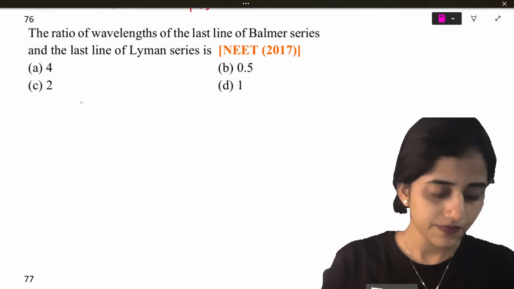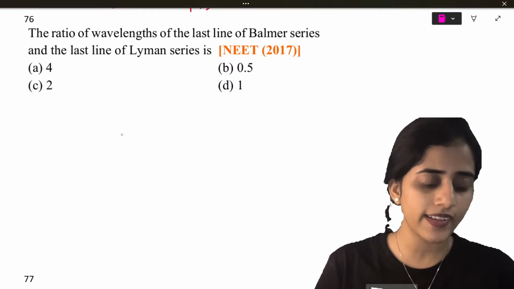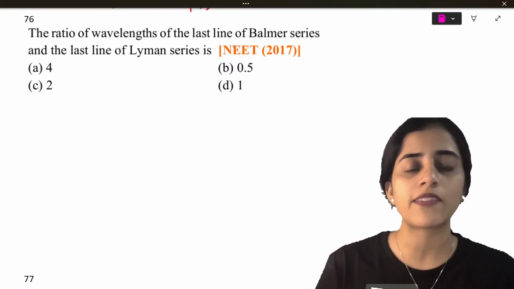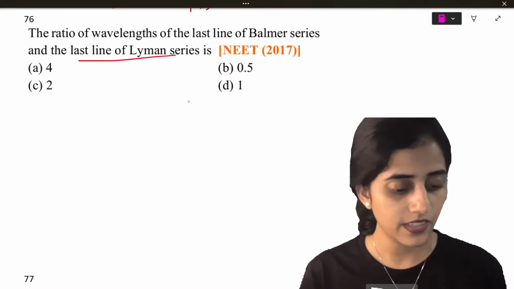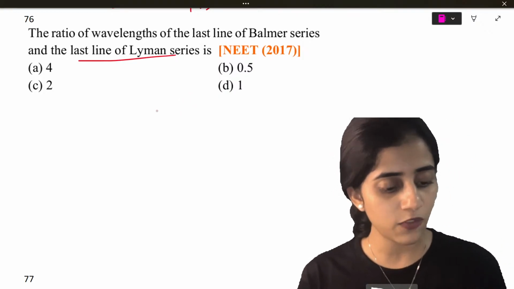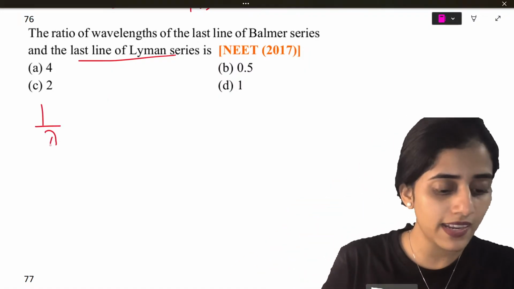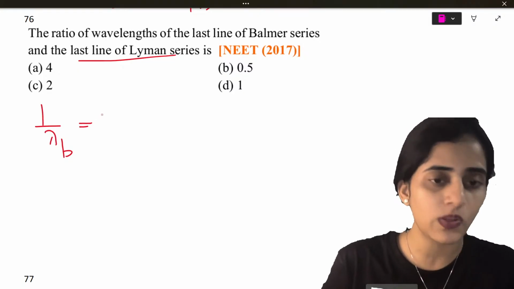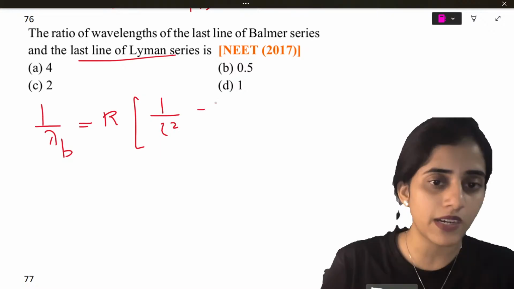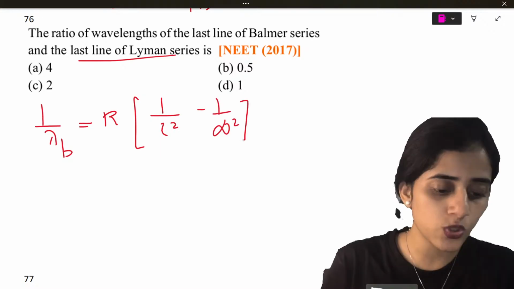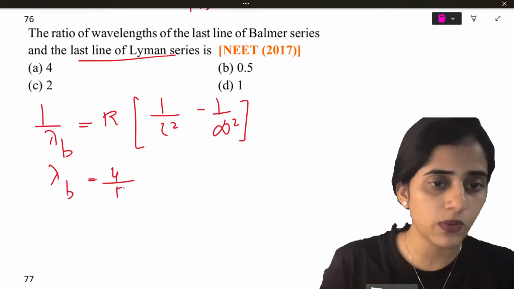So, 80 questions, I'm at the 76th question. Quickly, we'll finish. The ratio of wavelengths of the last line of the Balmer series and the last line of the Lyman series is. 1 by lambda B for Balmer will be R times 1 by 2 square minus 1 by infinity square. So lambda B will be 4 by R.